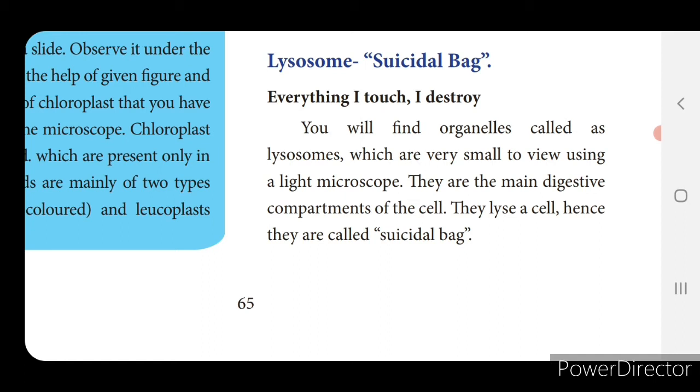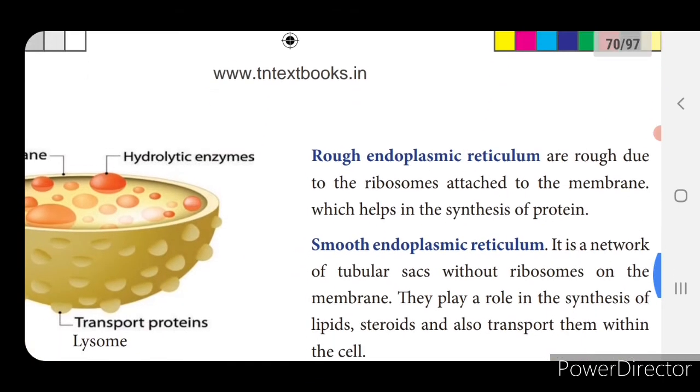Each and every cell has its own lifetime. After the lifetime is over, the cell will lyse by itself. Okay, it will die. If you observe the skin, there are dead cells on the skin. While you are washing your face, while you are doing bleach and facial and all, the dead cells come out. This is carried out by means of lysosome. That is why we call lysosome a suicidal bag.